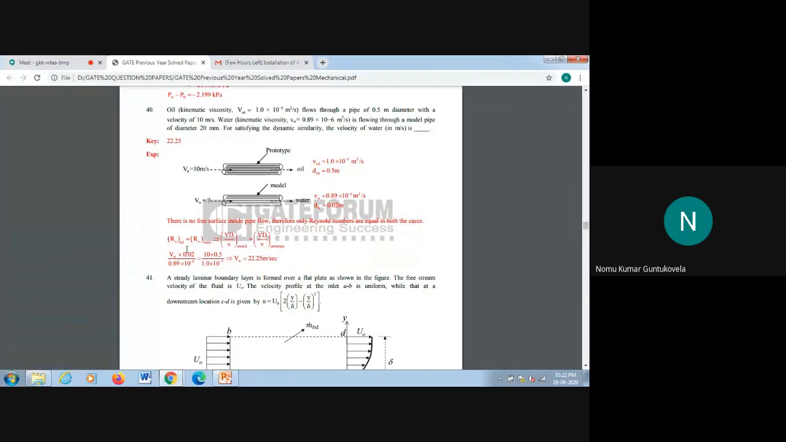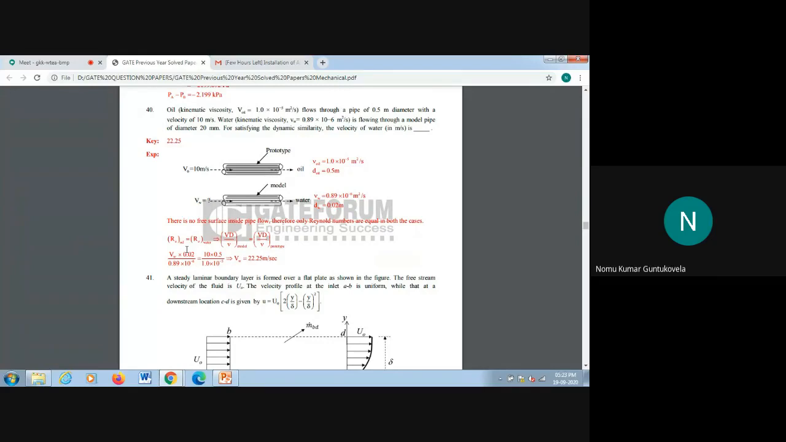That is, velocity of water equals 22.25 meters per second. For example, if we need to find the Reynolds number, we have different types of formulas. First of all, we need to find the inertial forces divided by viscous forces.